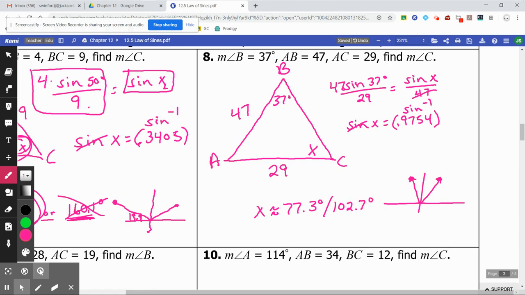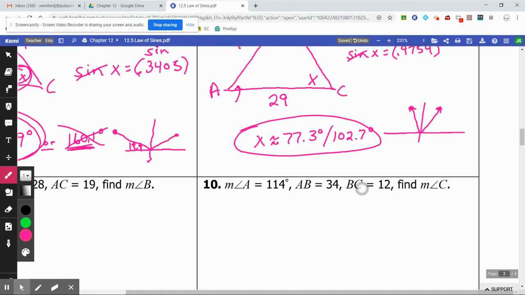And you ask yourself, are they both possibilities? Could x be 77.3? When I add that to 37, yeah, that leaves me some room over here. But what about 102.7? If I take 102.7, add it to 37, will that give me enough angle left to where I'm going to have a third angle? And the answer is yes. I actually have two different answers on this problem. So x could be either one of those answers.